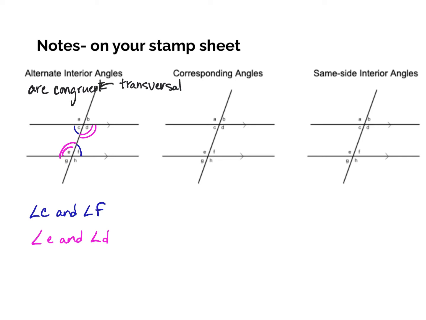We also have alternate exterior angles. And the difference there is still they're on opposite sides of the transversal, but they're on the exterior of the parallel lines. So angle H is an alternate exterior angle with angle A. And then angle B is an alternate exterior angle with angle G.